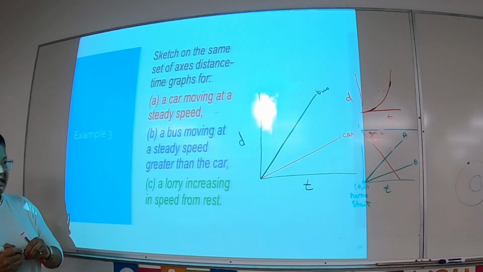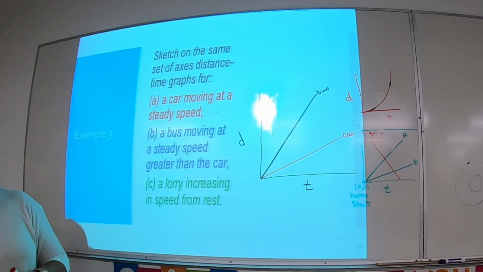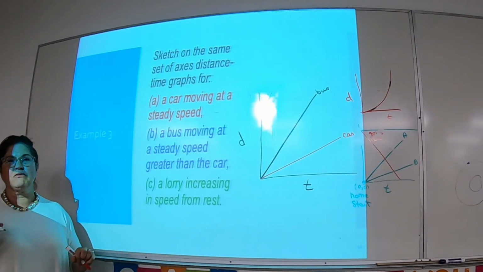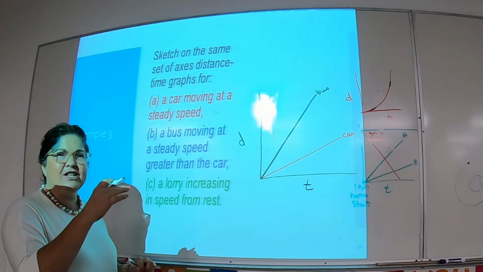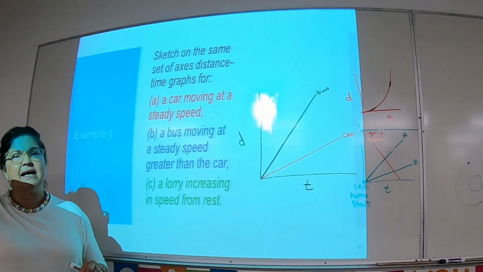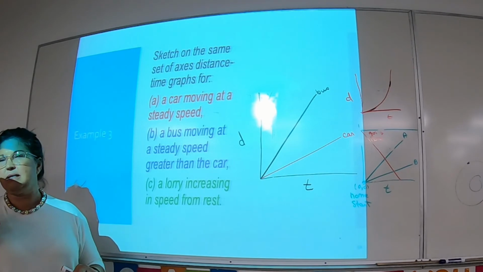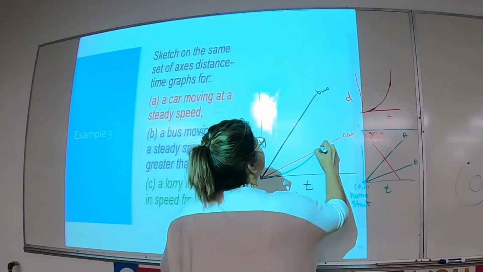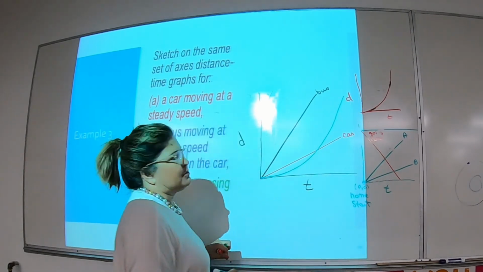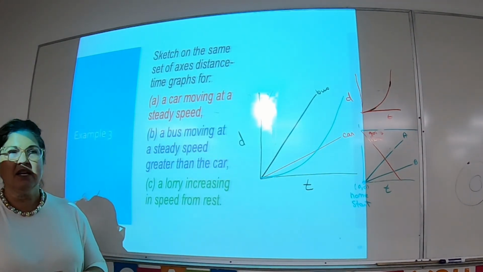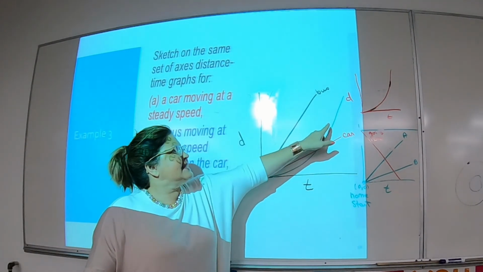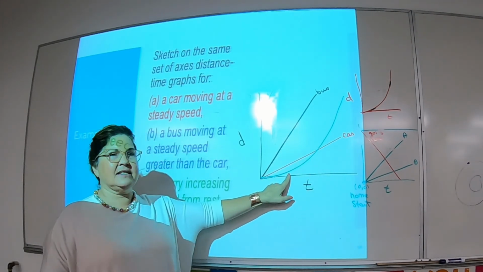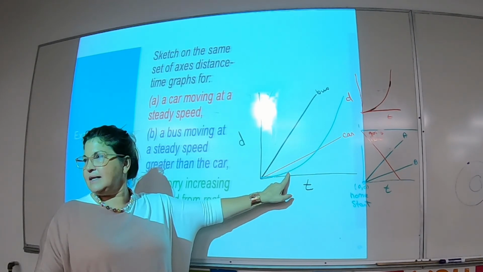Okay, our last one. We have a lorry increasing in speed from rest. Increasing in speed means I cannot have a straight line segment. And so I will draw like that. Something like that, so that it gets a higher slope at the end and a smaller slope of the line at the beginning.